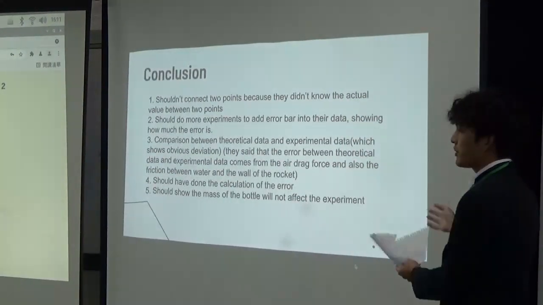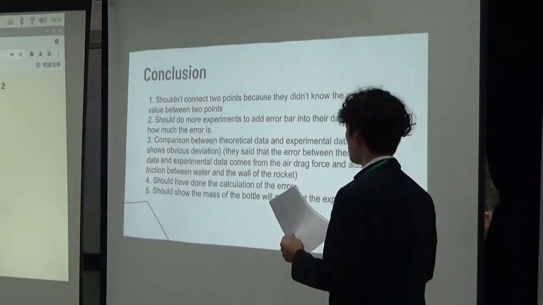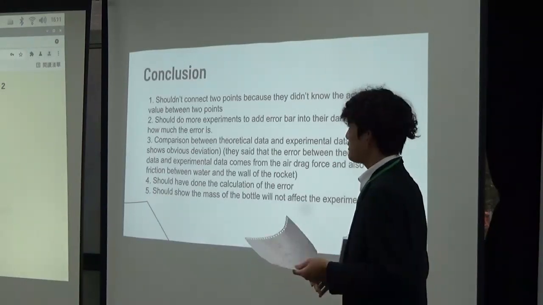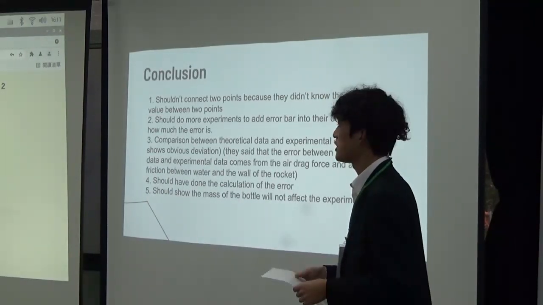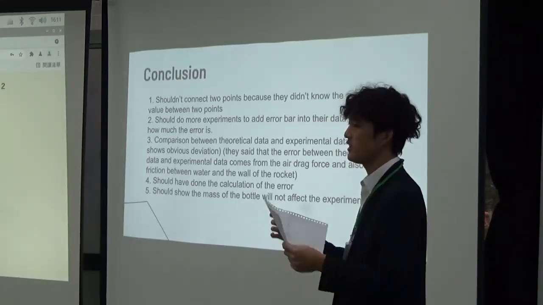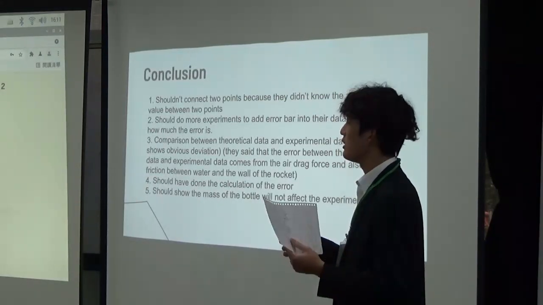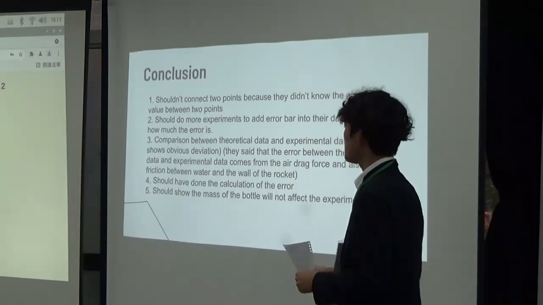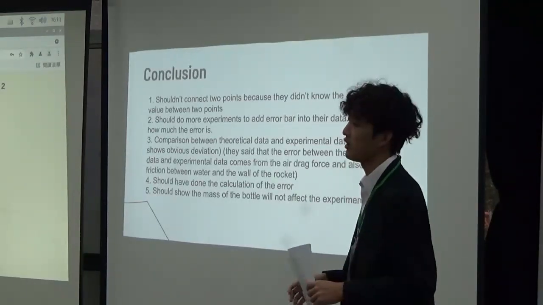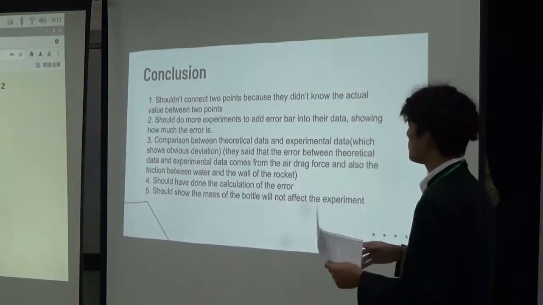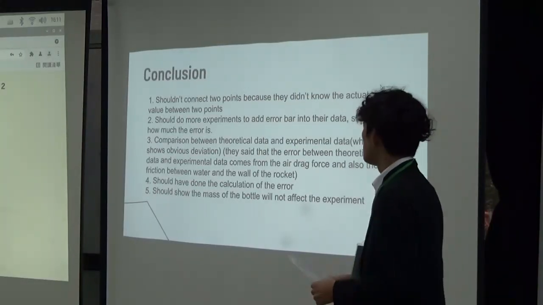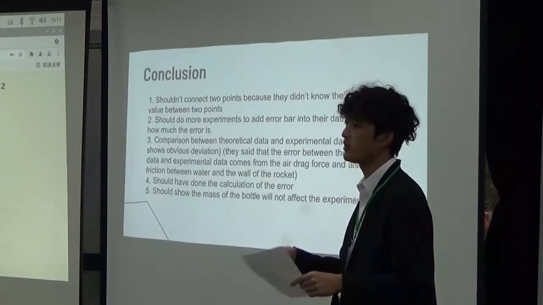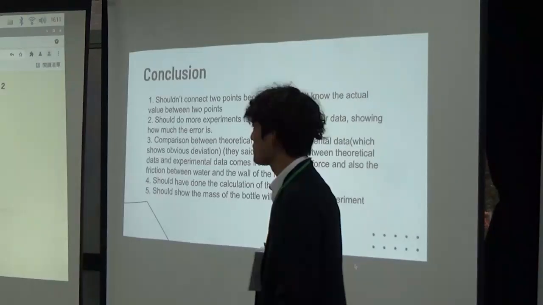And for the comparison between their theoretical data and experiment data, there are very obvious deviations between them. I think they shouldn't just say that it's due to energy loss because they didn't calculate a value to show that it is because of energy loss. They should have done the calculation of the error and shown how much error it is and how much energy loss it will cause. They also need to show from their calculation that the mass will not affect the experiment. Thank you.